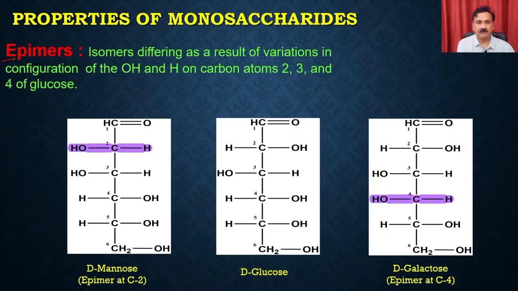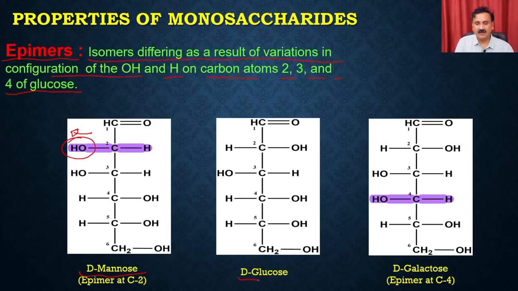Now we can have another kind of isomerism, that is called epimers. So the isomers differ as a result of variation in the configuration of the OH and H on the carbon atoms 2, 3 and 4 of glucose molecules. So you can see in a glucose molecule at 2, 3, 4 and 5 you have the hydroxyl groups, and that's why, with the differences in the orientation of the OH and H on the different carbon atoms, you can have different types of epimers. For example, this is D mannose, because you have the epimerization of the OH group, right? So OH is on this side. So this is called the epimer at carbon 2, and that is present in D mannose.